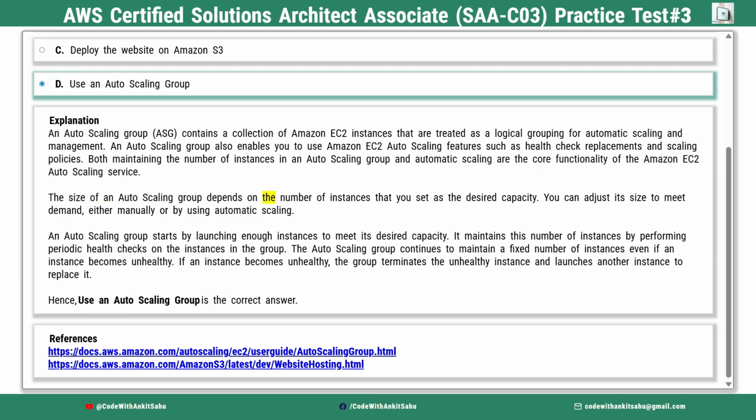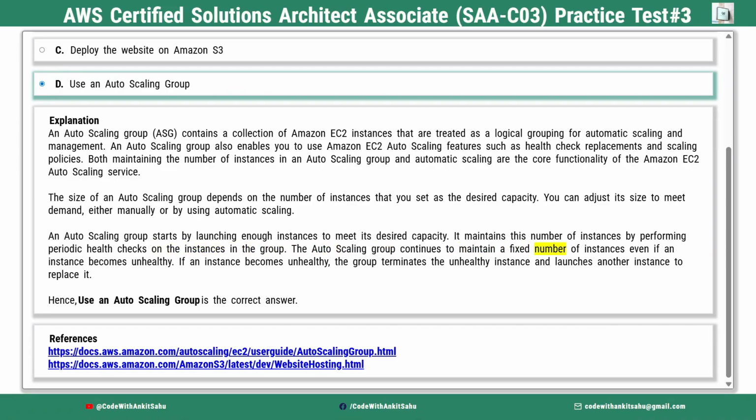The size of an auto-scaling group depends on the number of instances that you set as the desired capacity. You can adjust its size to meet demand, either manually or by using automatic scaling. An auto-scaling group starts by launching enough instances to meet its desired capacity. It maintains this number of instances by performing periodic health checks on the instances in the group.